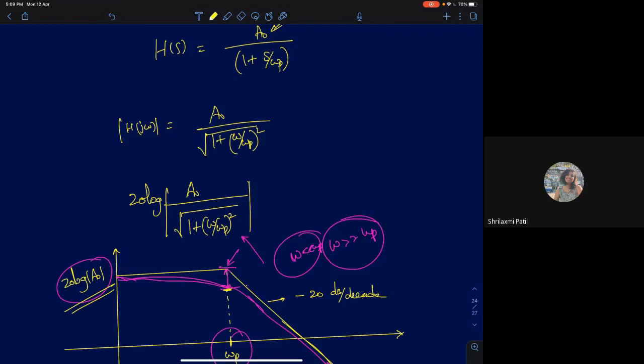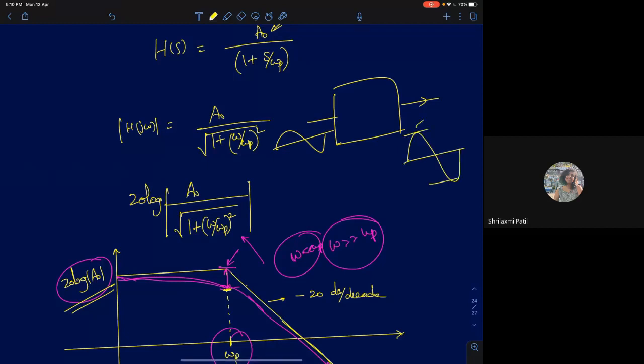When you pass a sine wave through the system, the change in amplitude is given by the magnitude response. It will be mod of H of omega naught, where omega naught is the frequency of the sine wave. Vp is its amplitude. Mod of this times Vp will be the amplitude of the output sine wave.